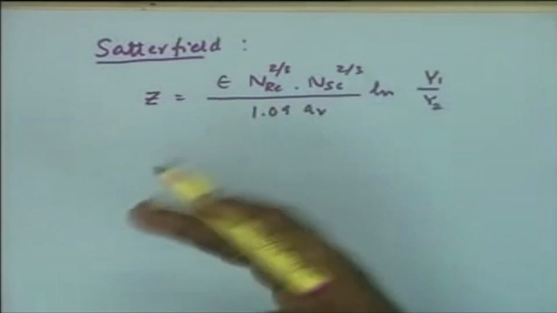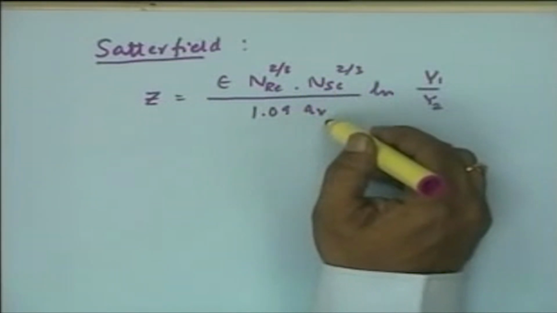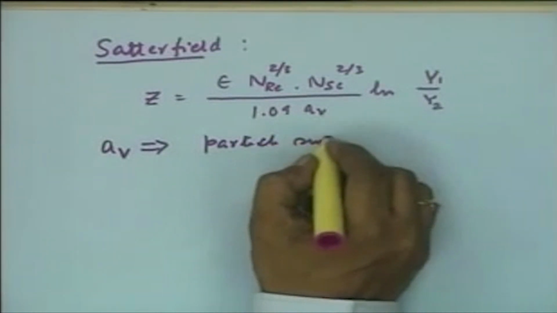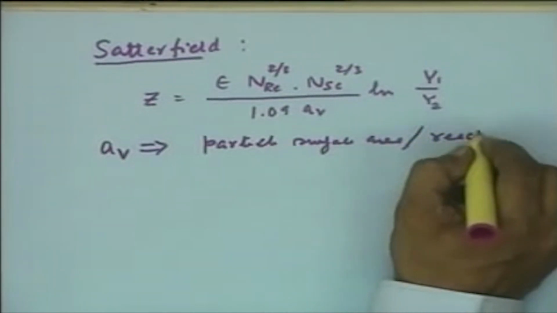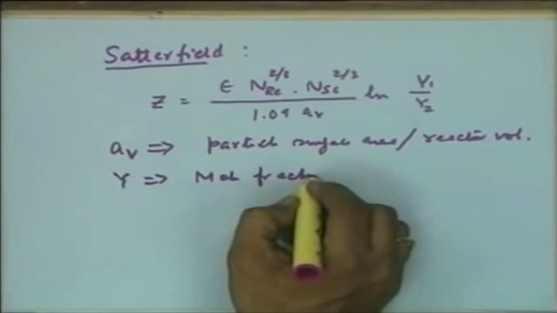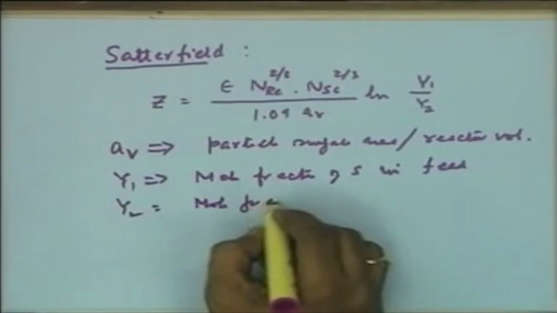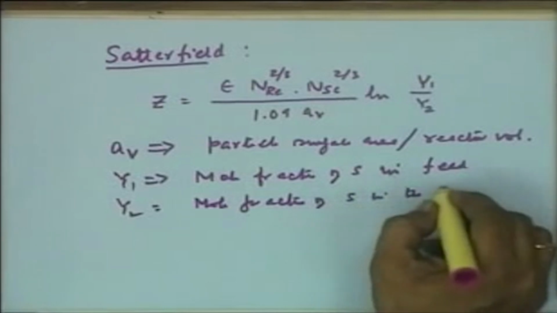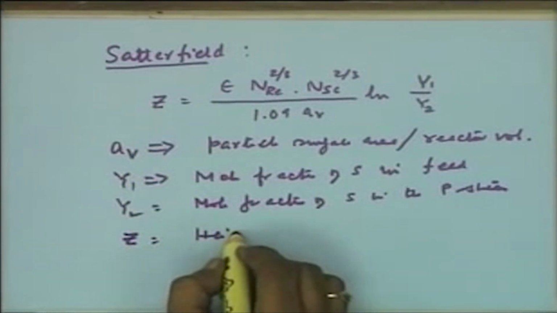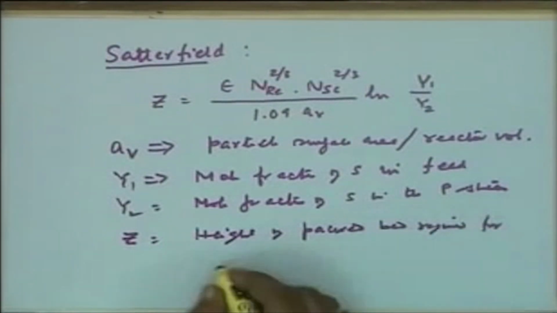Now, here sigma is essentially our y dash, as we are familiar, Re is the Reynolds number, and this is the Schmidt number, and AV essentially is the ratio of particle surface area to reactor volume, and y1 is the mole fraction of substrate in feed, y2 is equal to the mole fraction of substrate in the product stream, and basically Z essentially is the length or the height of the packed bed required for mass transfer.